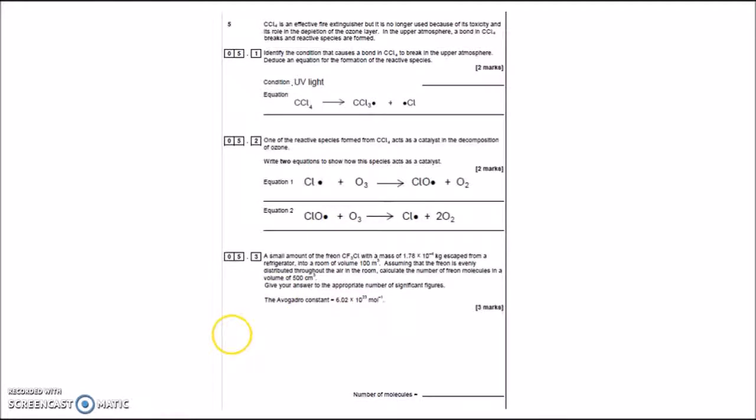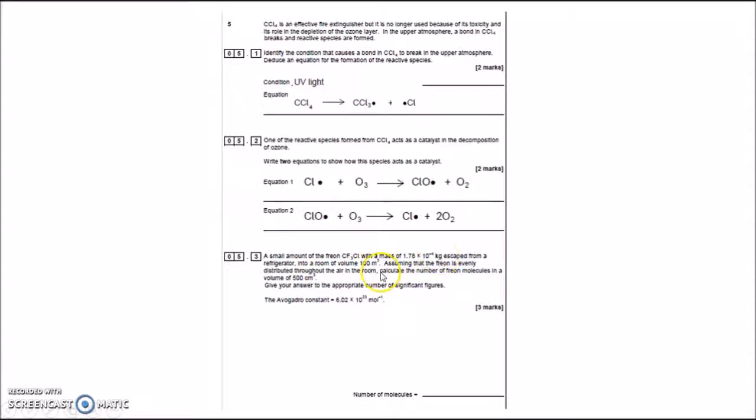Next question. The next question is hard because of the units, so you've got to know how to convert units. A small amount of Freon, CF3Cl, with a mass of 1.78 times 10 to the minus 4 kilograms, kilograms first of all is a problem to us, escaped from a refrigerator into a room of volume 100 meters cubed. Meters cubed is a tricky unit to deal with as well. Assuming the Freon is evenly distributed throughout the room, calculate the number of Freon molecules in a volume of 500 centimeters cubed.